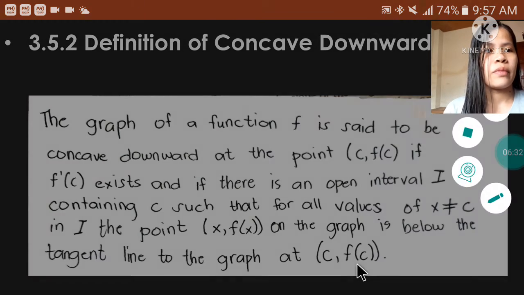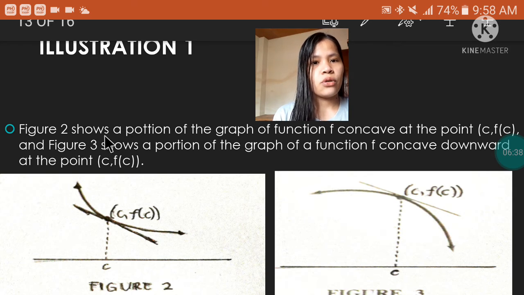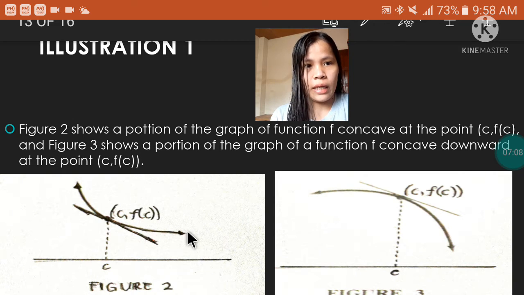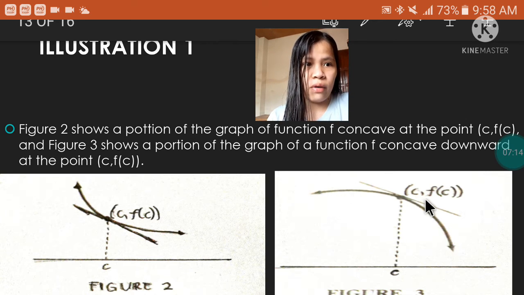Okay, here is the illustration. Figure 2 shows a portion of the graph of function f concave upward at the point c, f of c, and figure 3 shows a portion of the graph of function f concave downward at the point c, f of c. In figure 2, this is the concave upward. As you can see, the c, f of c is concave upward. Okay, while in figure 3 it is concave downward. The c, f of c is concave downward.